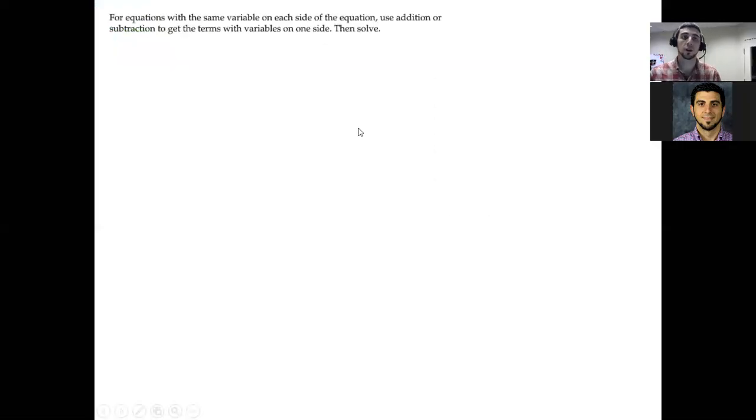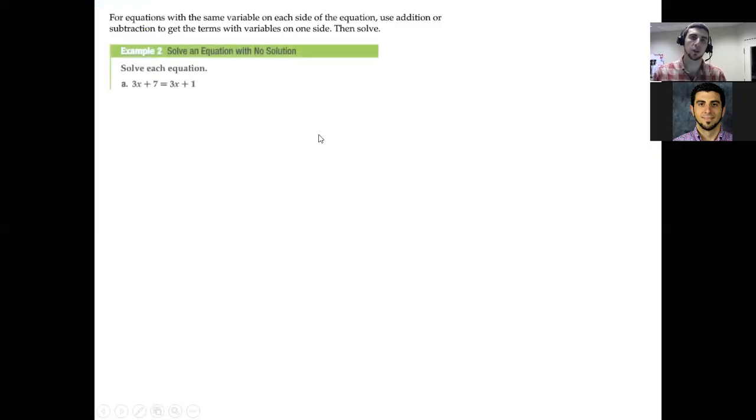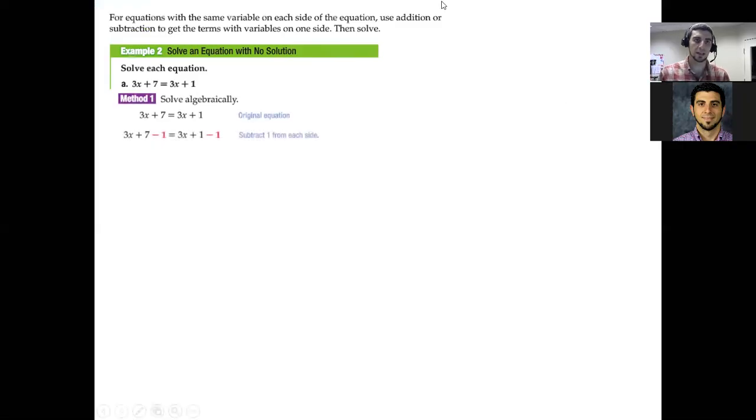Alrighty. So for equations with the same variable on each side of the equation, use addition or subtraction to get the terms with variables on one side, then solve. So for example, if we have the equation 3x plus 7 equals 3x plus 1, we could solve it algebraically. So we'd subtract 1 from both sides and get 3x plus 6 equals 3x. Then subtract the 3x from both sides and get 6 equals 0.